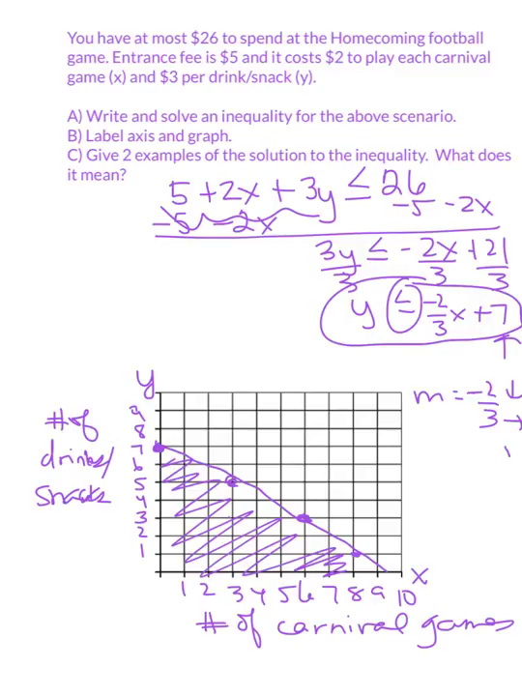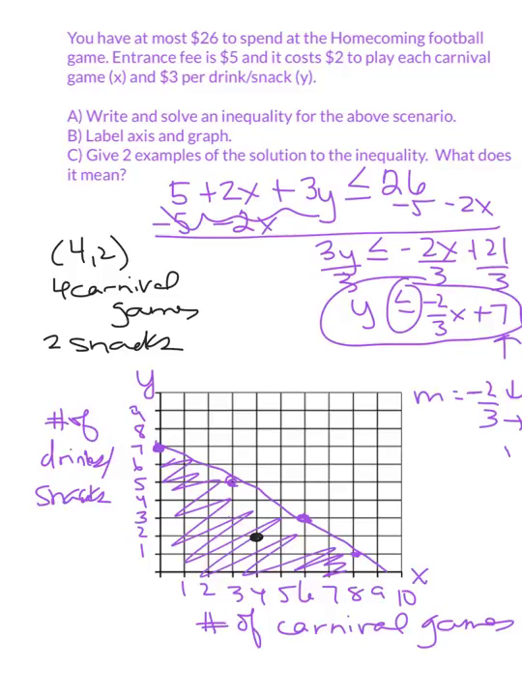And similar to my last problem, I'm asking for 2 examples. Like, what can I buy when I go to this homecoming football game? Anything in here is fine, anything in my shaded region. So if I use the points 4, 2, then that's allowing me to buy 4 carnival games, play 4 carnival games, and I can buy 2 snacks or drinks.